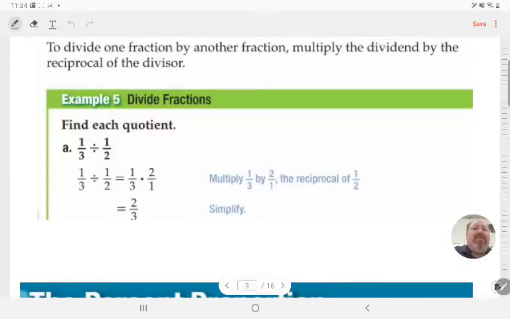Now if we're looking at division, we're going to divide one fraction by another fraction. You're actually multiplying the dividend by the reciprocal of the divisor. So if I have 1/3 divided by 1/2, I'm going to use the reciprocal of 1/2, which would be 2 over 1, and then multiply instead of divide. So 1/3 divided by 1/2 would be 2/3. Okay, so you're just flipping to the reciprocal and changing it to multiplication.